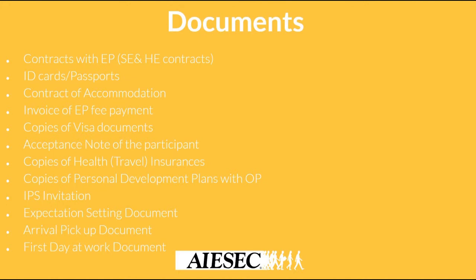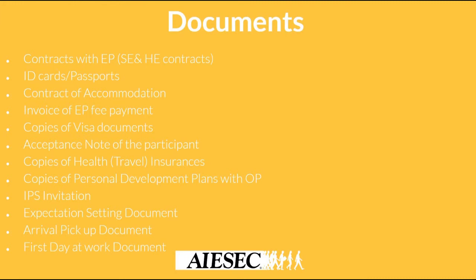Acceptance note, again, an extra one like I showed you. Copies of personal development plans with the opportunity provider. This is a tricky one because most of you don't know exactly how to keep documents about it. What I suggest is an email with the outputs of the meeting with the opportunity provider and the EP, that you have sent or the opportunity provider has sent. So you can just provide that.